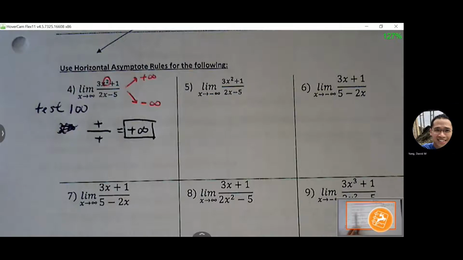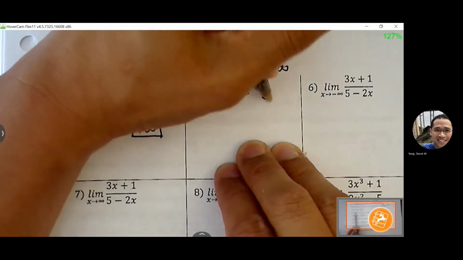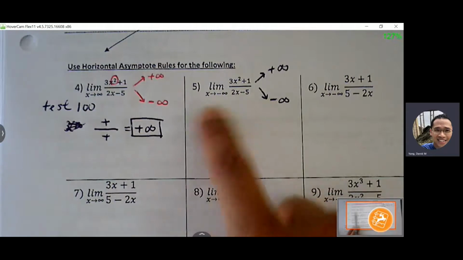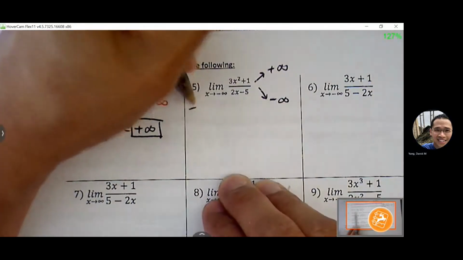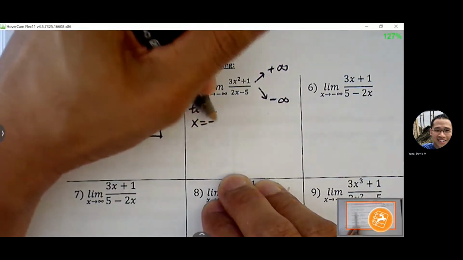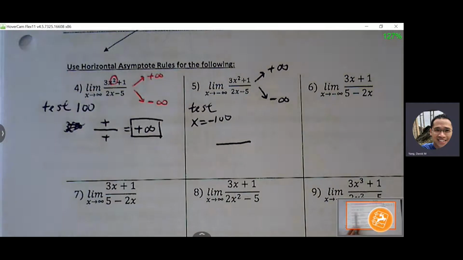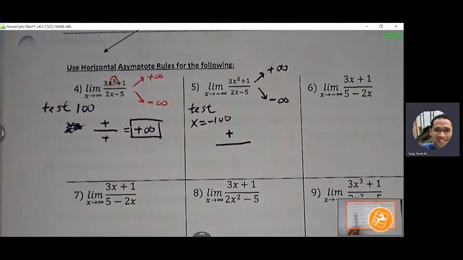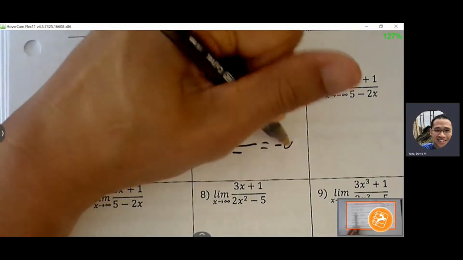Okay, number 5. Approaching infinity. Compare degrees, right? Again, numerator is higher. We have 2 options. Now we test negative 100 because we're going in the opposite direction, right? Let's choose a number in the direction that we're headed towards. Insert negative 100 in for x. Numerator, what do we get? Positive. Denominator, we get negative. Yeah, negative 100 times 2, that's a large negative number. Minus 5 is still negative. So negative infinity.